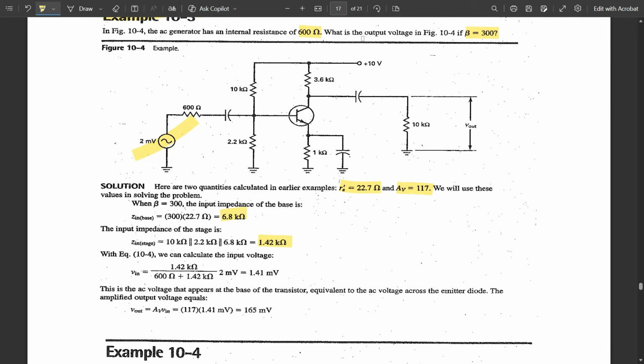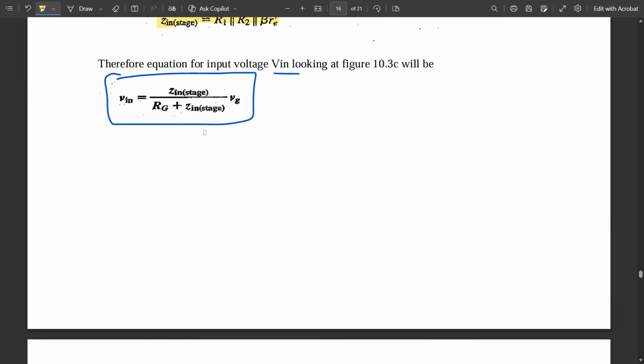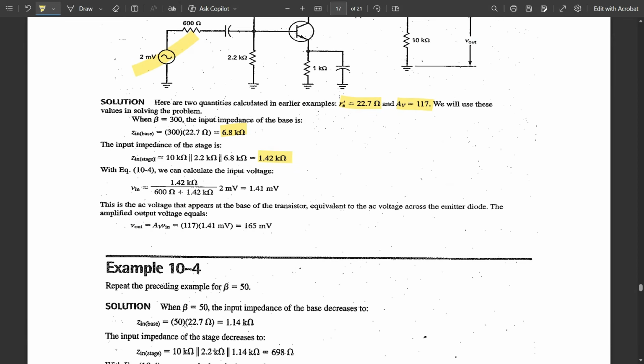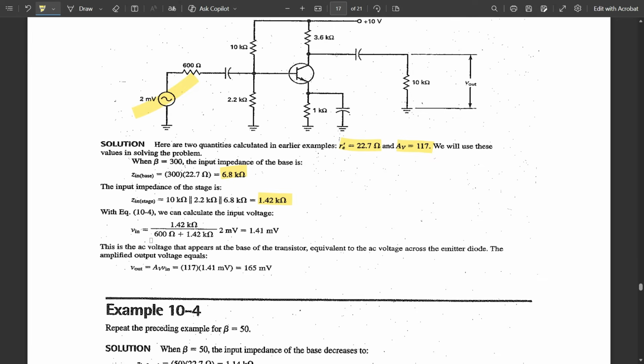Okay, now we can calculate the input voltage. They have told us to calculate the output voltage, and we have the gain value, so we need to know the input voltage. We use the equation for V in: 1.42 kilo ohm, that is Z in stage, into the voltage source, 2 millivolt, divided by 600 ohm, the internal resistance, plus the Z in stage value we have got. So 1.42 into 2 millivolt divided by 600 ohm plus 1.42 kilo ohm. Kilo and milli cancel out, and while solving, approximately the answer for V in is 1.41 millivolt.